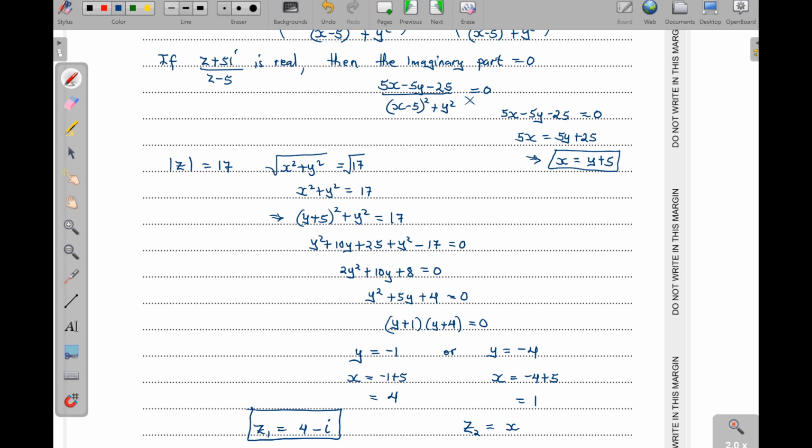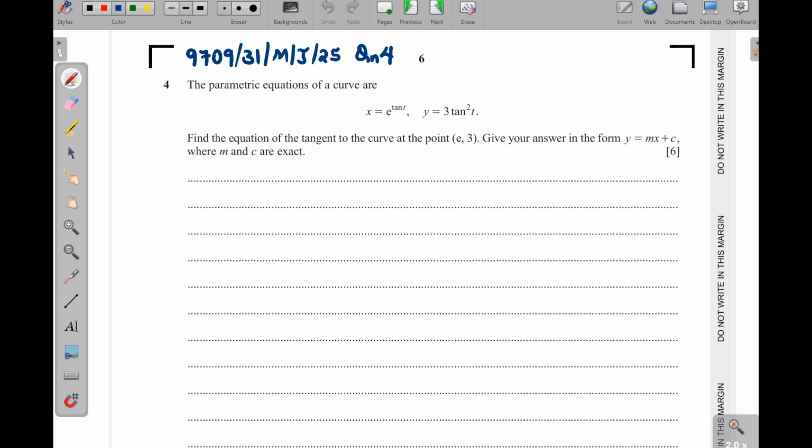then minus 4i. Remember, z is x plus iy, so where there is x and y, you put their values. As simple as that. Question 3 is coming from parametric differentiation.